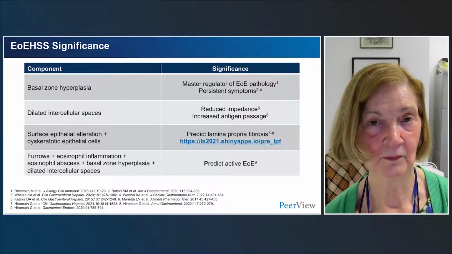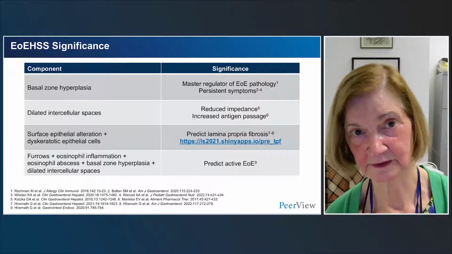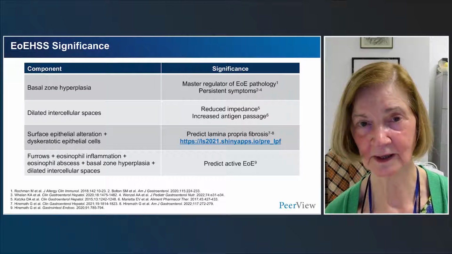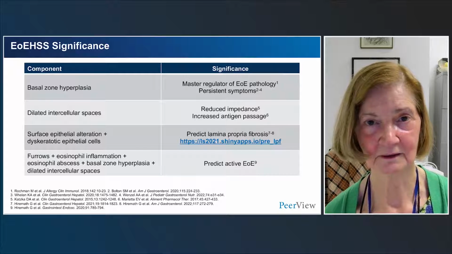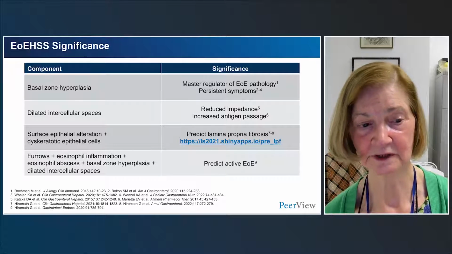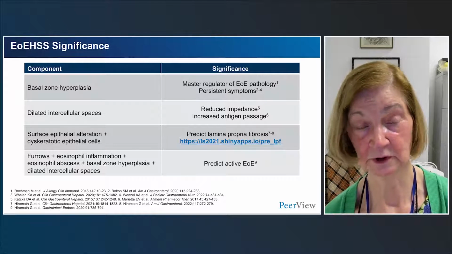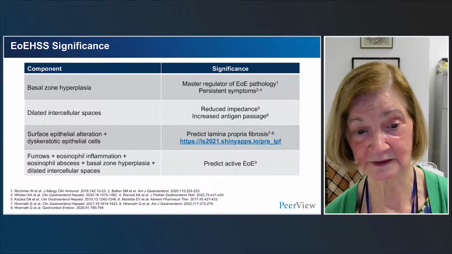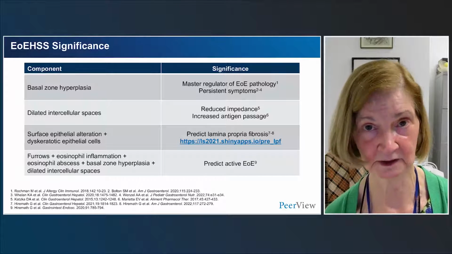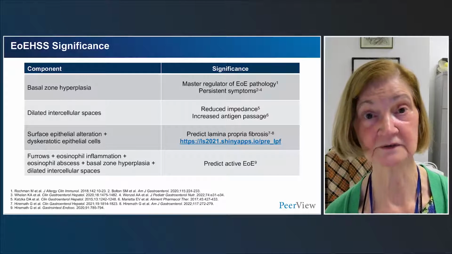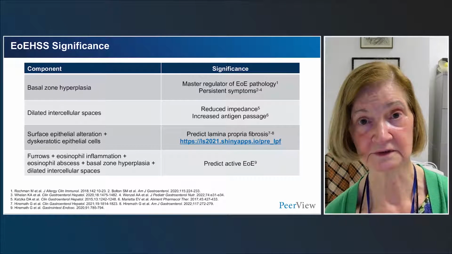So, why do this? Well, this will track changes over time. And sometimes these scores reveal things about the disease that wouldn't necessarily be discovered without attention to them. So, for example, basal zone hyperplasia. You know it's not supposed to be there. We now know that the epithelium in eosinophilic esophagitis is a master regulator of the chemokines, the cytokines, the other substances that are involved in the genesis of eosinophilic esophagitis.